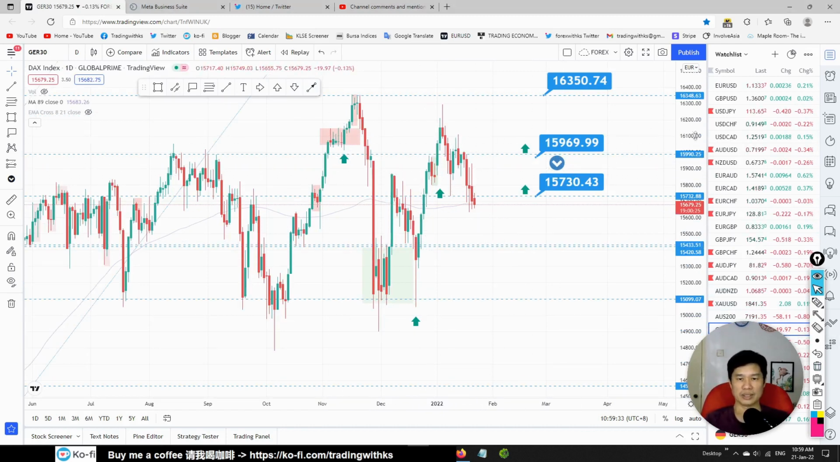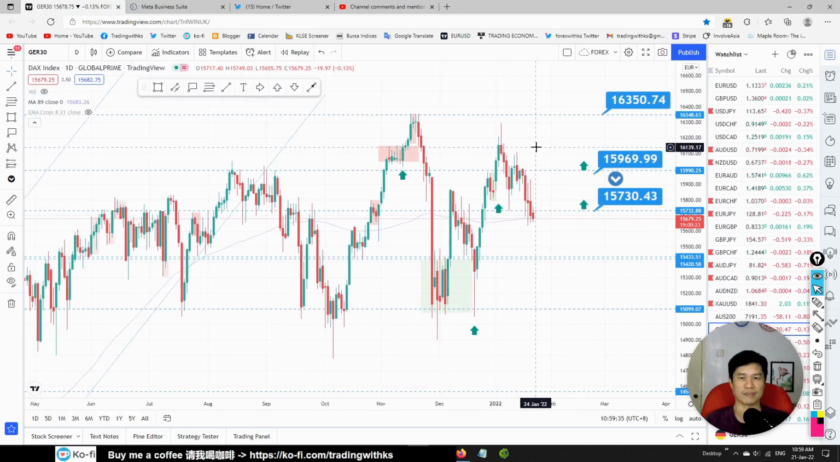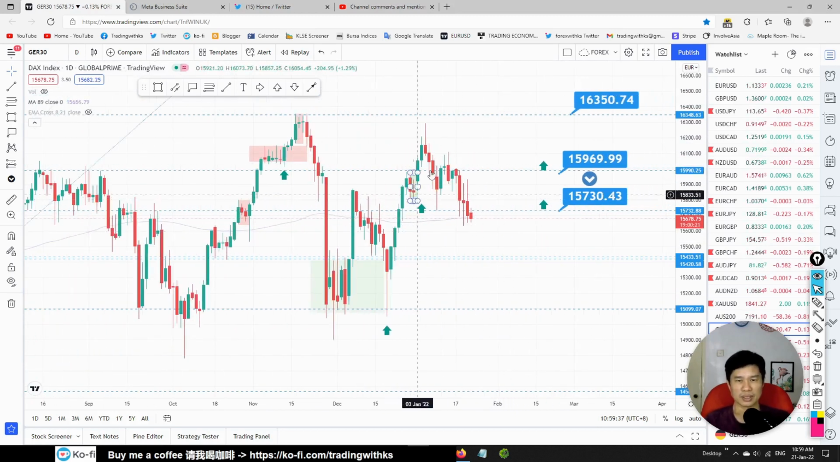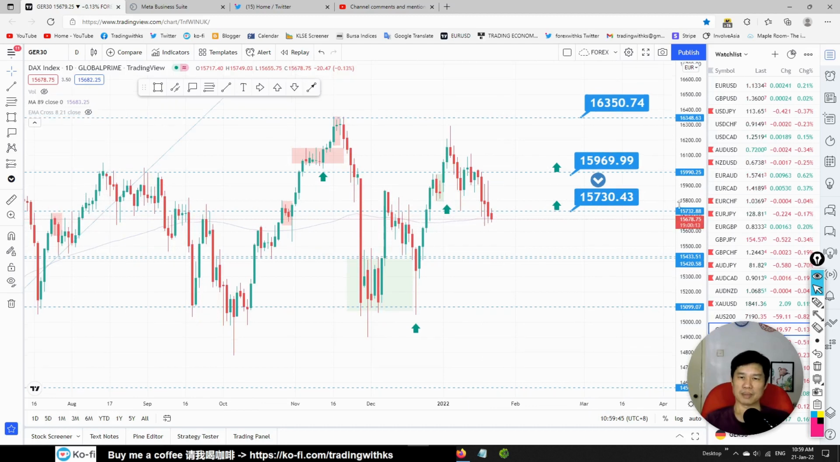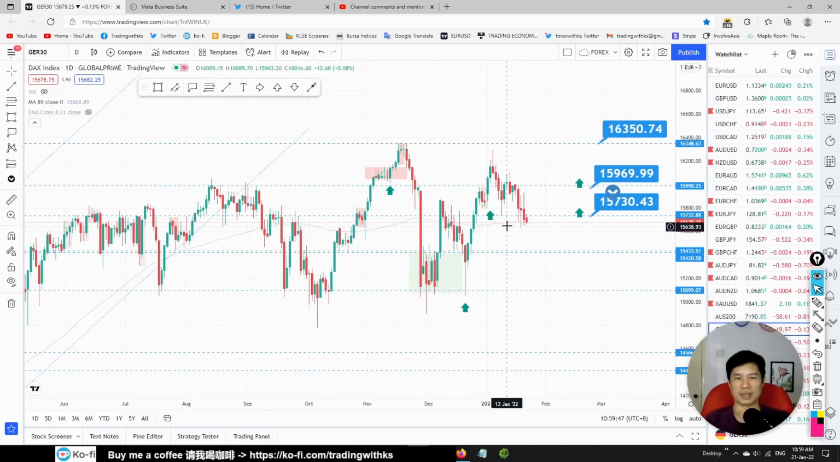Europe is still holding, Europe is still quite strong. On the DAX, we got something like a minor head and shoulders here. So looks like the bias line is here. DAX, probably we leave it alone first. We might want to go for a buy trade on DAX.